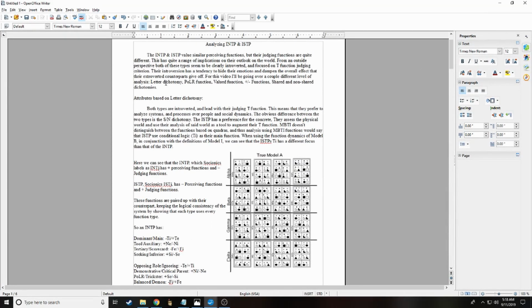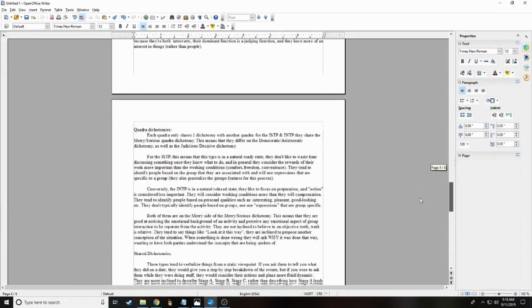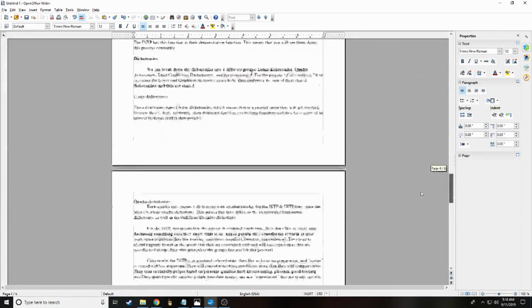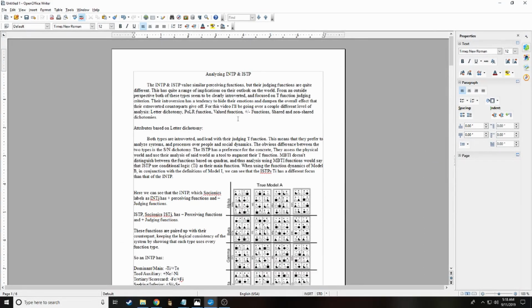So going back over, we've gone over the letter dichotomies now completely between these and down below. We've gone over the polar function and how they both have each other's polar function as their own demonstrative function, and how that'll make them significantly different. We've gone over valued functions to some extent. The valued functions lead to the dichotomies. That's where you get these dichotomies from, specifically the quadridichotomies. The positive and negative function.